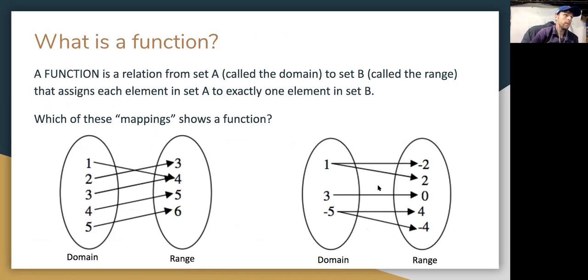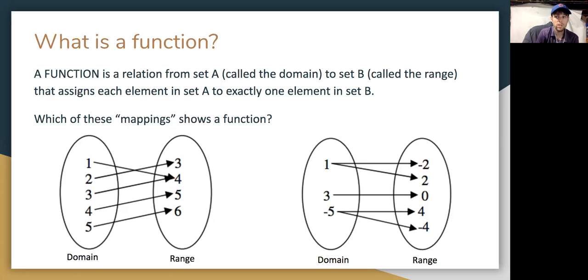Now, what is a function? A function is a special kind of relation. A function is a relation from set A, which we call the domain, to set B, which we're going to call the range, that assigns each element in set A to exactly one element in set B. So what that means is if we have something in the first set, in the domain, it can only go with one thing in the range.